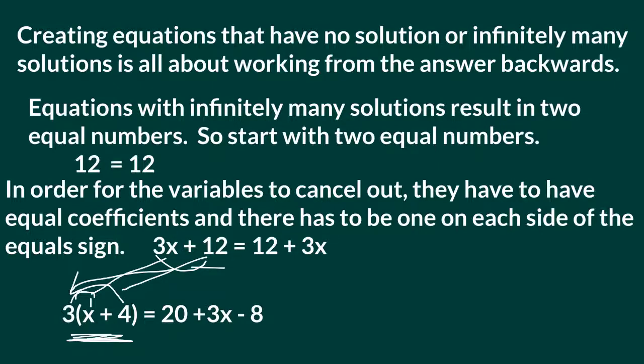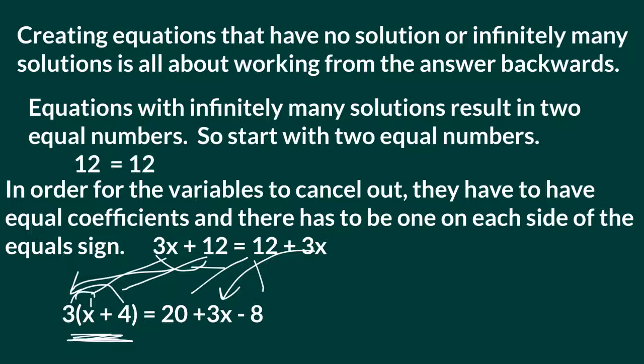Over here, I took the 12 and I split it into a 20 minus 8, and I put the 3x in the middle of those two numbers to throw off the game there. So this would still simplify to that 12 plus 3x. It's still the same exact equation. It's just now you have to do a little work to see that it's the same equation.